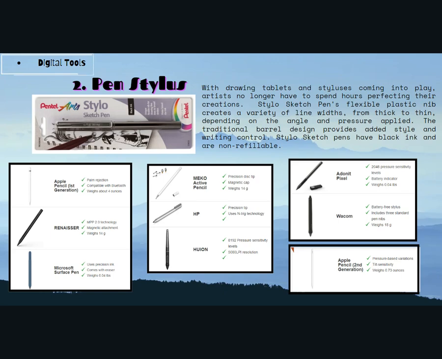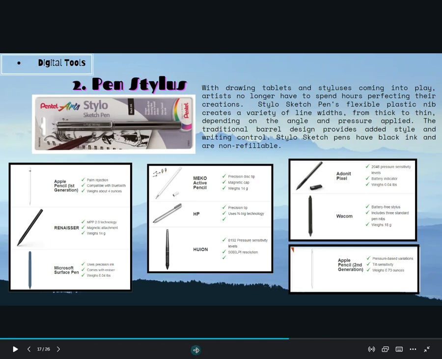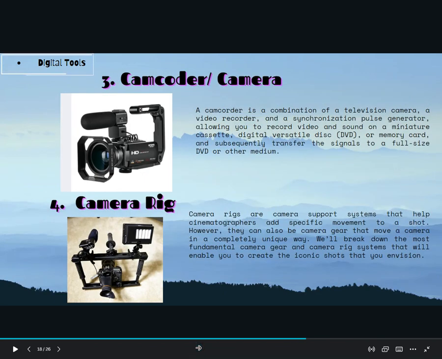Then I have here some types of pen stylus. So we have the Apple Pencil, the Renizer, the Microsoft Surface Pen, the Active Pencil, the HP, the Adonit Pixel, the Wacom, and many more. As you can see in the illustration, I inserted a picture in order for you to understand some of the types or examples of pen stylus. It's part of the digital tools. So we have the third example of digital tools.